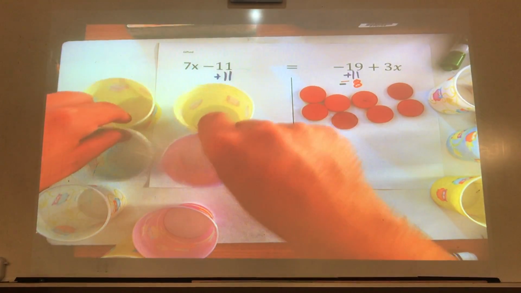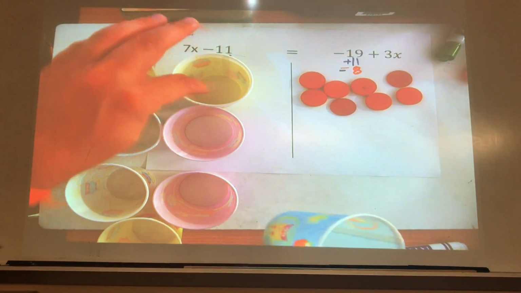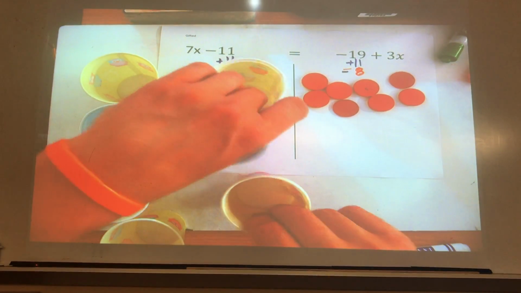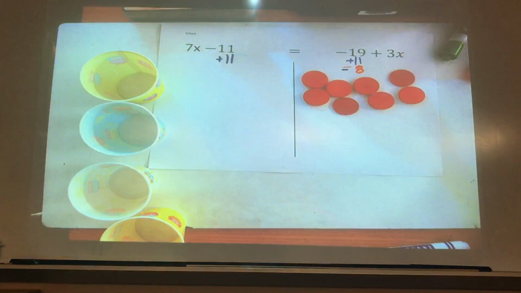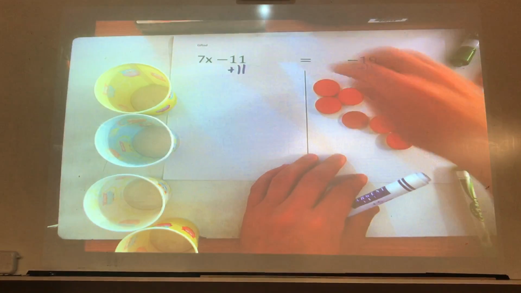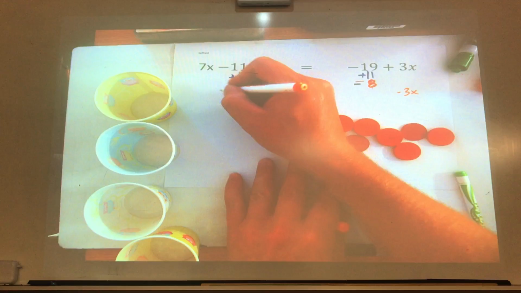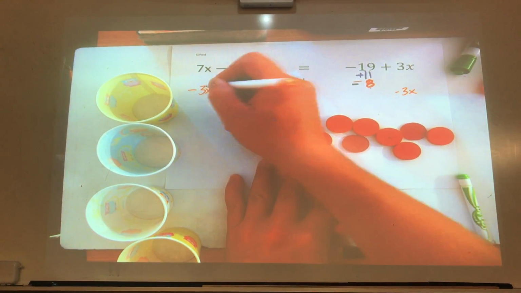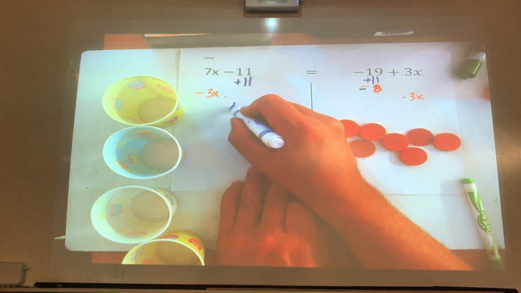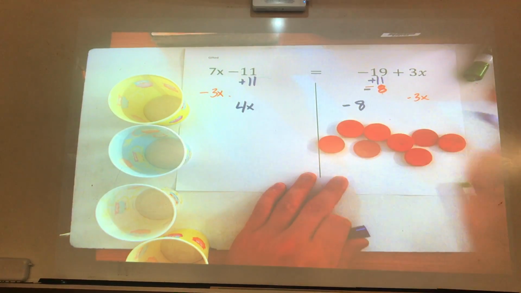By doing that, we're going to take our 3 cups, bring our 3 cups, and we're going to make a 0 pair. So that'd be those 3. We'll take them out. Minus 3x. So now we're going to have 4x equals a negative 8. All right?